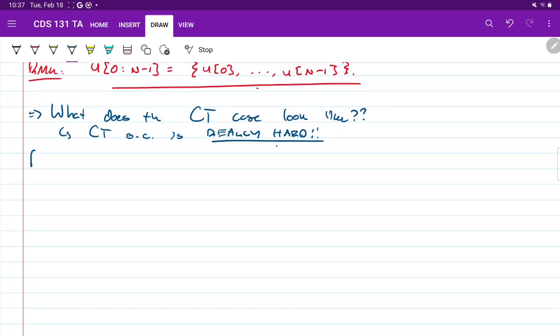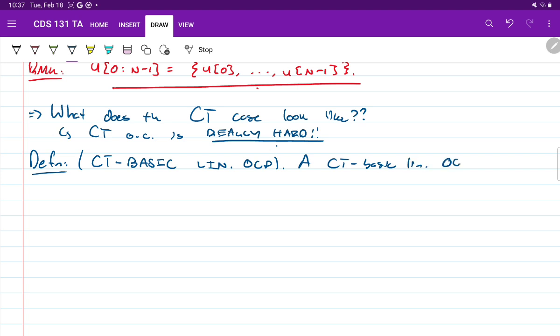All right. So with that said, let me go ahead and define a continuous time basic linear optimal control problem. Okay. So a continuous time basic linear optimal control problem is, let me just say first, a finite horizon optimal control problem, which is specified by the following. First, our system.